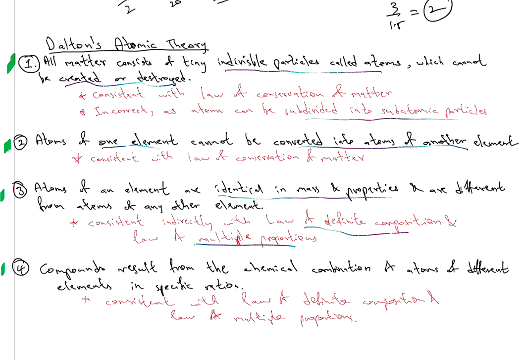Same thing for the fourth postulate, which says that compounds are formed when atoms of different elements combine, and when they combine in definite proportions, in specific ratios. So this is again consistent with the law of definite composition and multiple proportions.